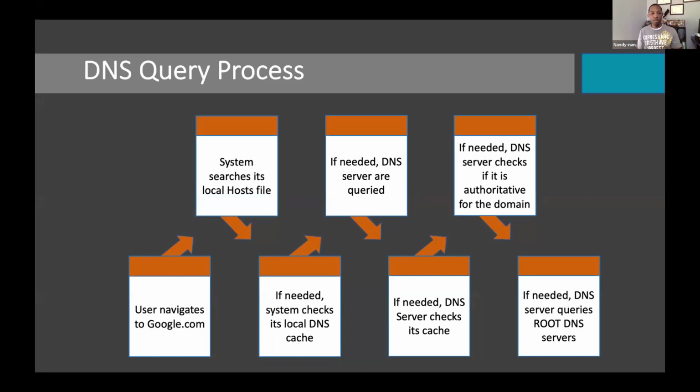Starting in the bottom left, we have a user that navigates to Google, right? And the first thing it's going to do is search their local host file, and then if needed, it's going to check their local DNS, and then if needed, it's going to query their DNS server that's supplied. And then if needed, that DNS server will check its cache. If needed, that DNS server will see if it's authoritative, and then it will utilize forwarders or root hints, however it's configured.